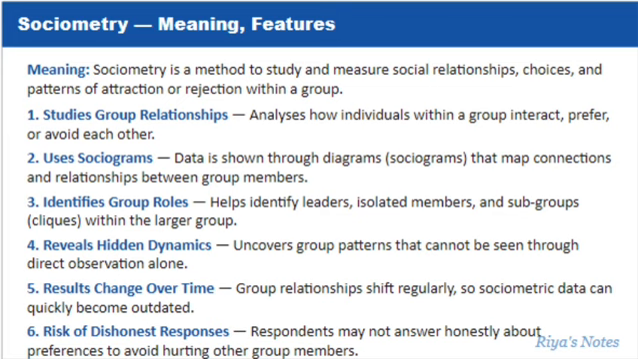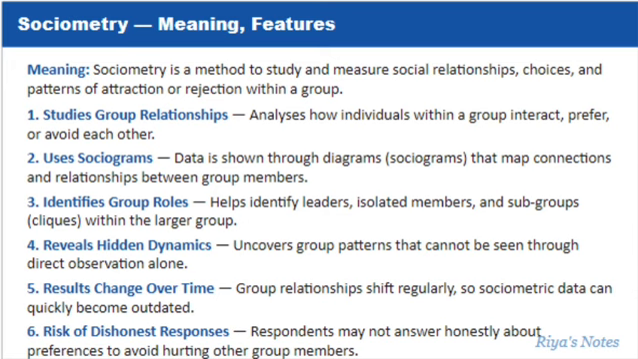3. Identifies group roles. Helps identify leaders, isolated members, and subgroups, cliques, within the larger group. 4. Reveals hidden dynamics, uncovers group patterns that cannot be seen through direct observation alone. 5. Results change over time. Group relationships shift regularly, so sociometric data can quickly become outdated.